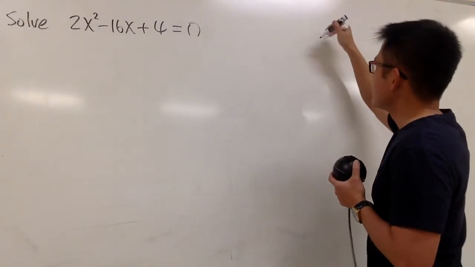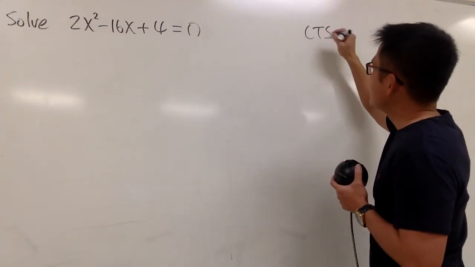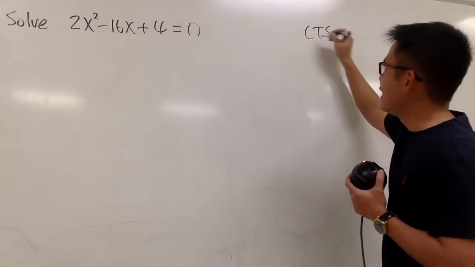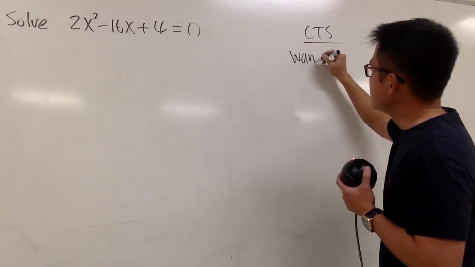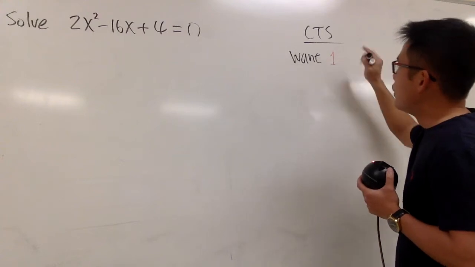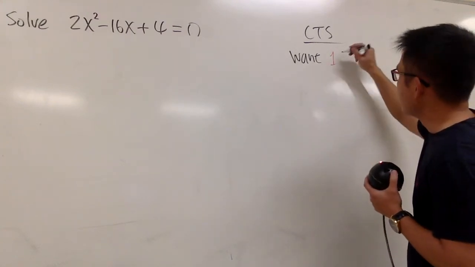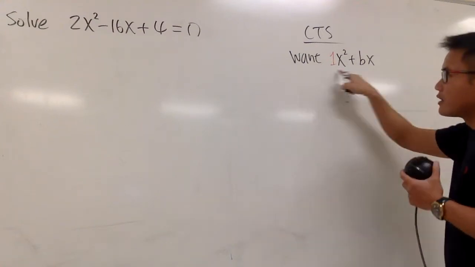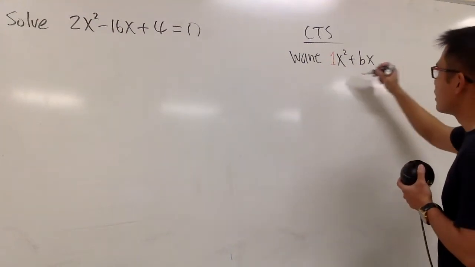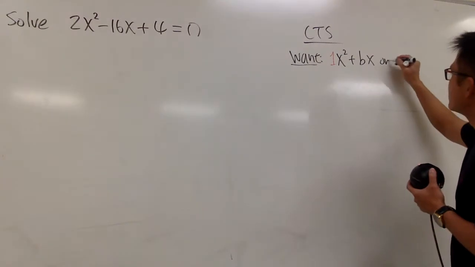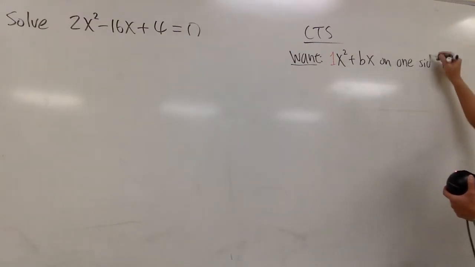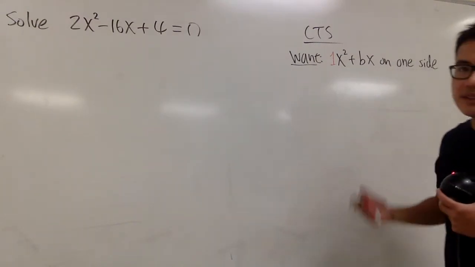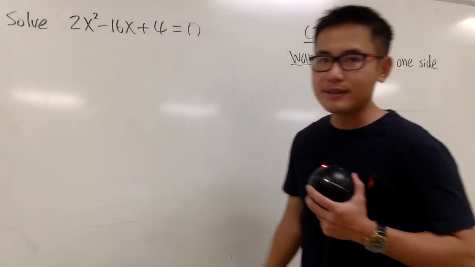Because let me remind you guys on the side, this is how we complete the square, okay? The first thing is that we want to have 1 x squared plus some number b times x. Only the terms with x, only this right here, on one side, and preferably on the left hand side. And let's make that happen first.